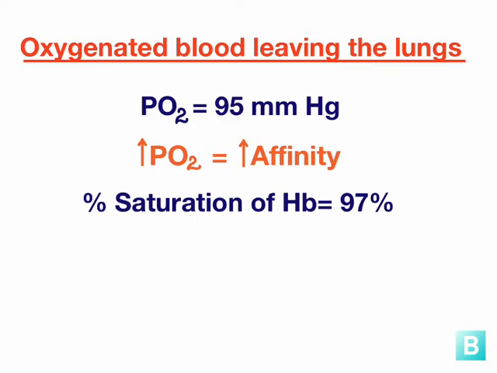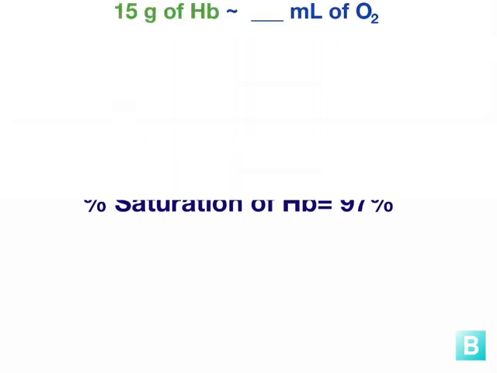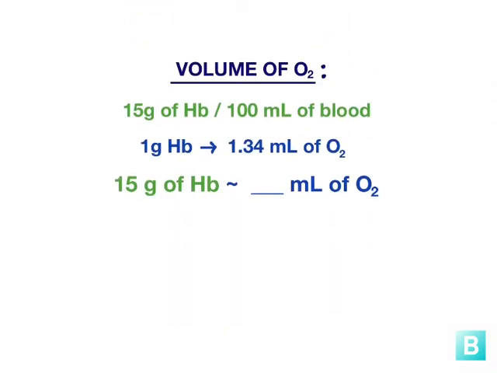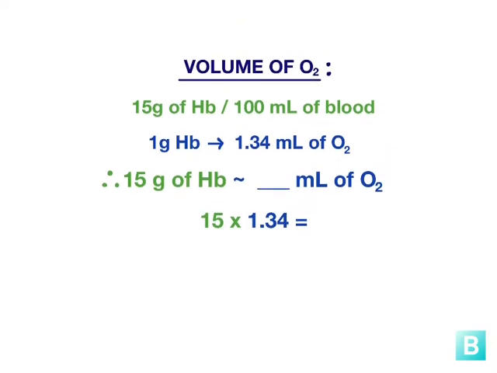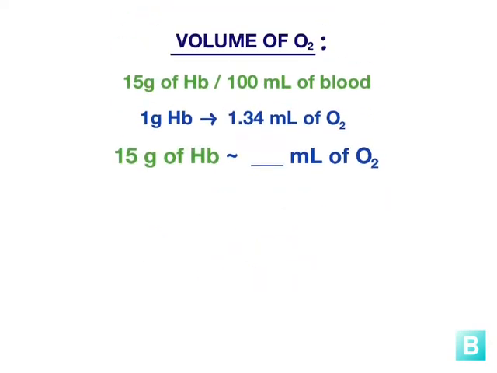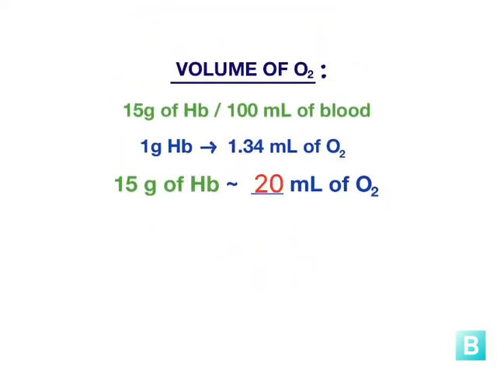Speaking of the oxygenated blood leaving the lungs, we now know about its partial pressure and its saturation. But can we calculate the actual volume of oxygen traveling? That should be pretty easy to calculate. We know a normal person has about 15 grams of hemoglobin per 100 ml of blood, and 1 gram of hemoglobin can carry 1.34 ml of oxygen. Therefore, 15 grams will carry? Correct. 15 multiplied by 1.34, which is about 20 ml of oxygen, which also translates as 20 volume percent.